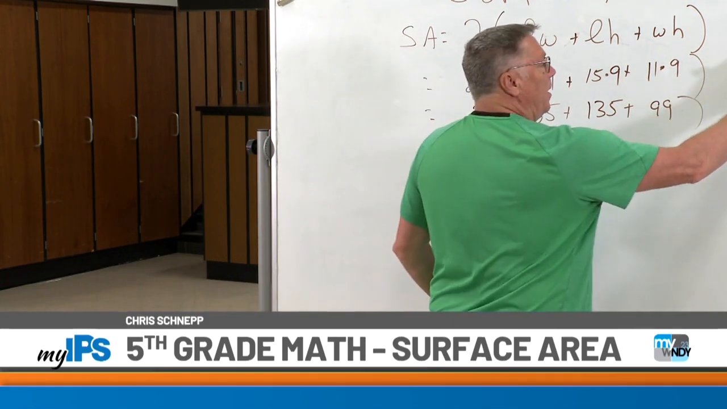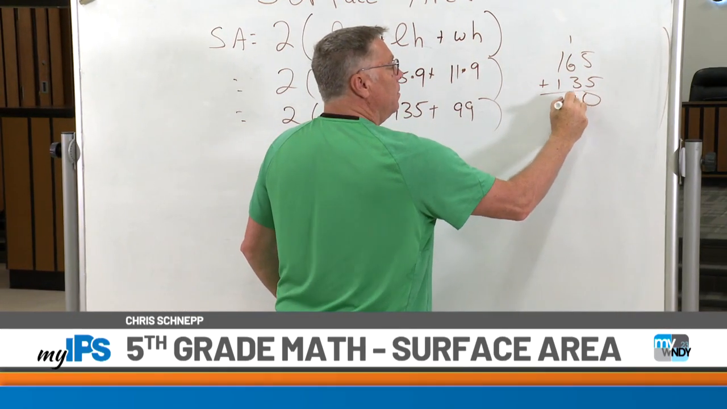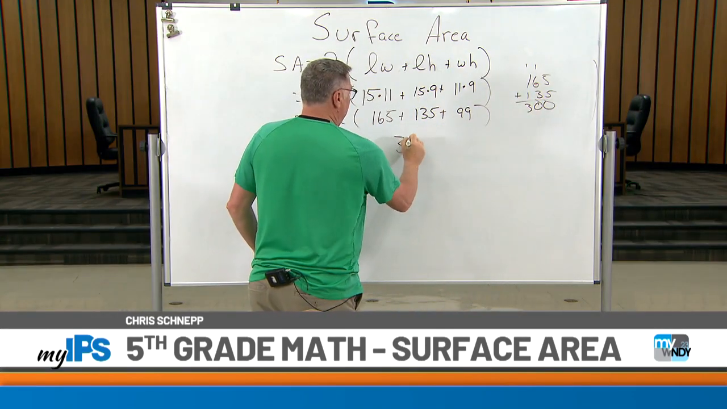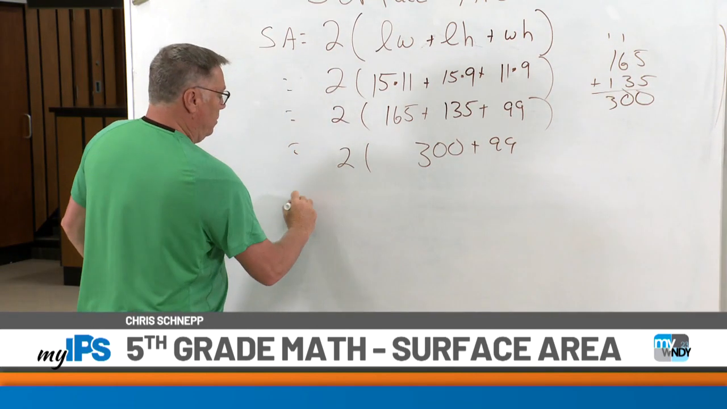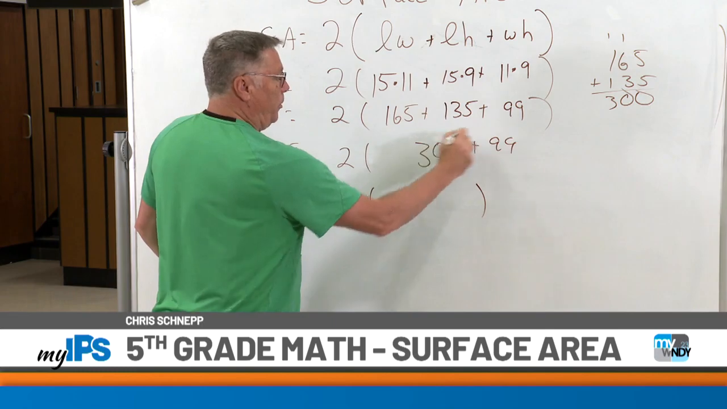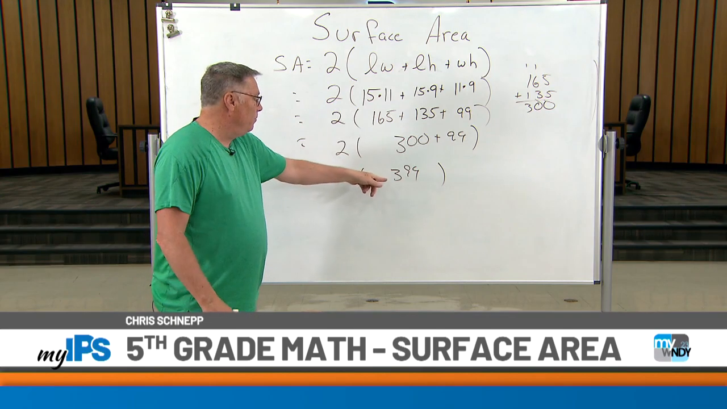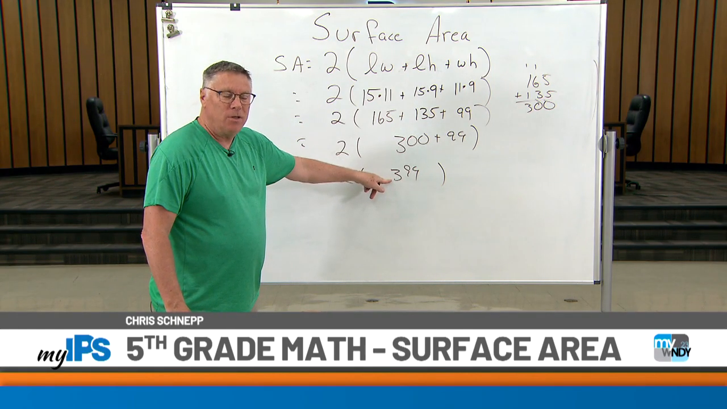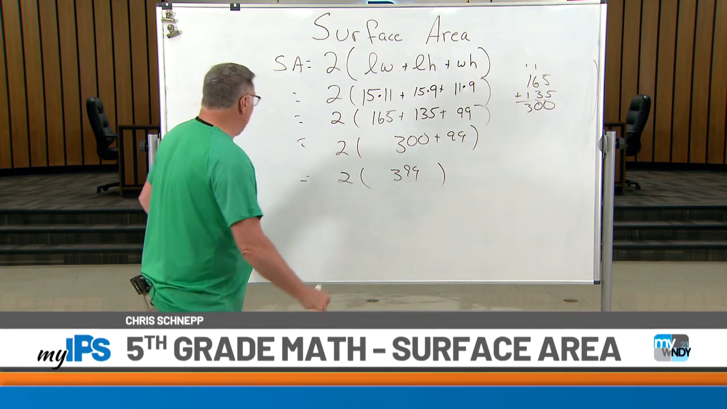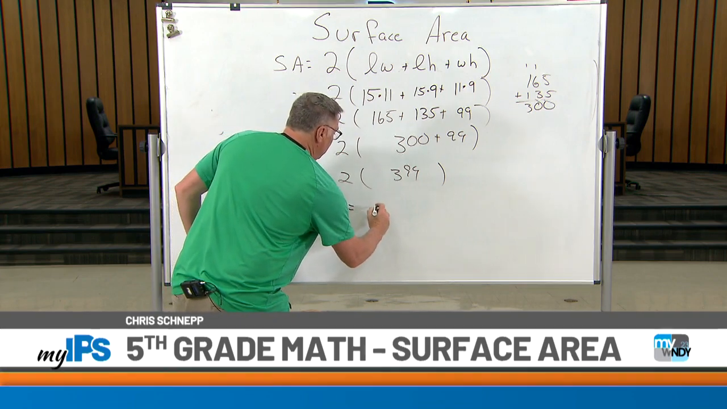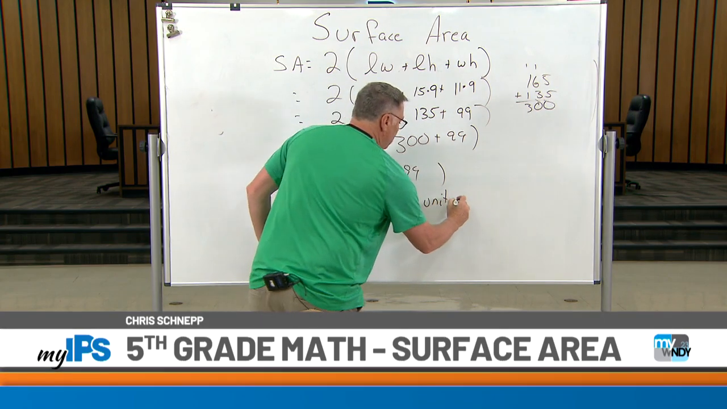So 165 plus 135 is 300, plus 99. 300 plus 99 is 399. We can do this in our head because if we add one more to it, that's 400. So 2 times 400 is 800, and we can subtract 2 off of there. So our answer is 798 units cubed.